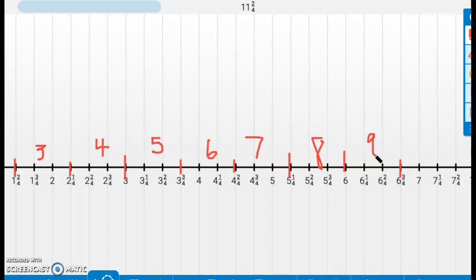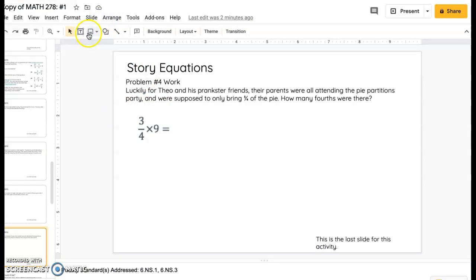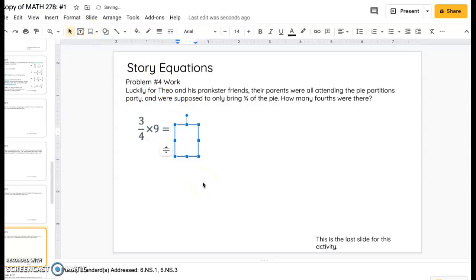And we remember that 6 3/4 is actually 27/4 in its improper form. So then we're going to go back here, put it in another text box, and write 27 over 4. And that's how many fourths there were.